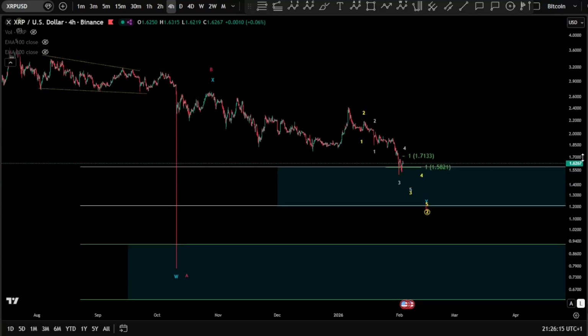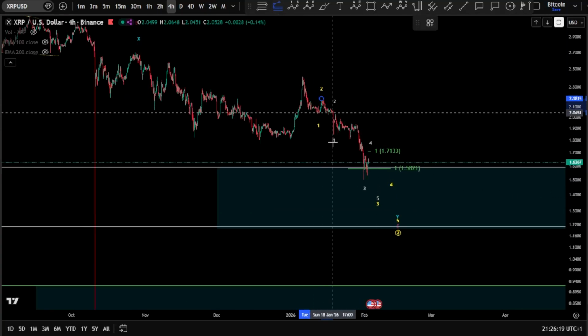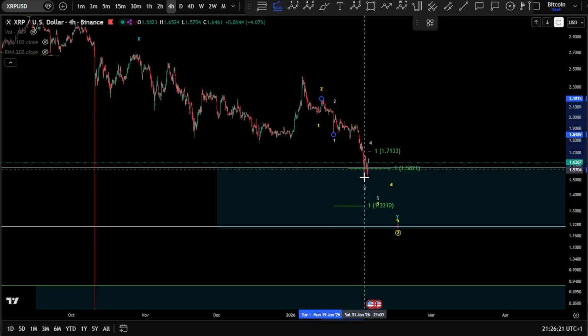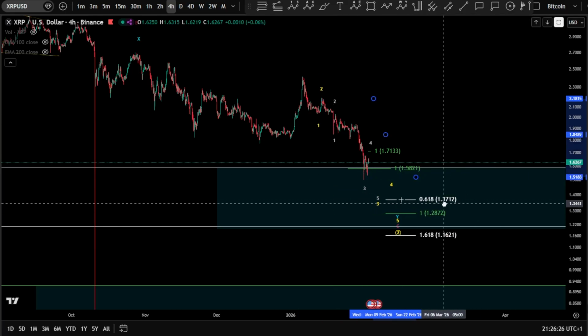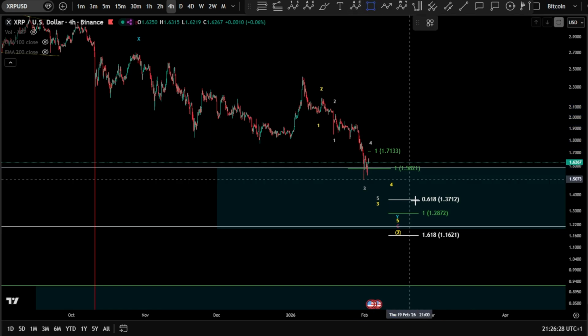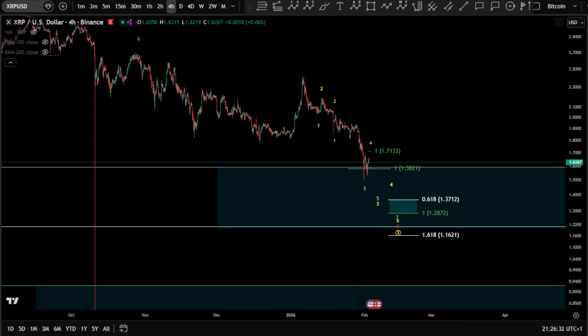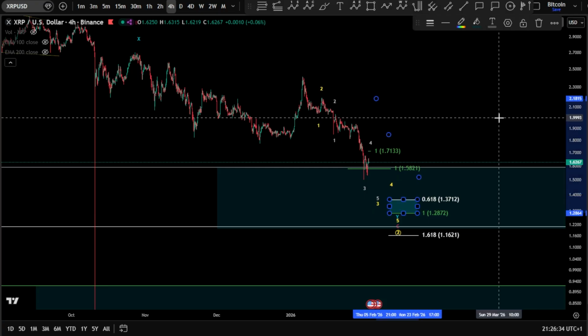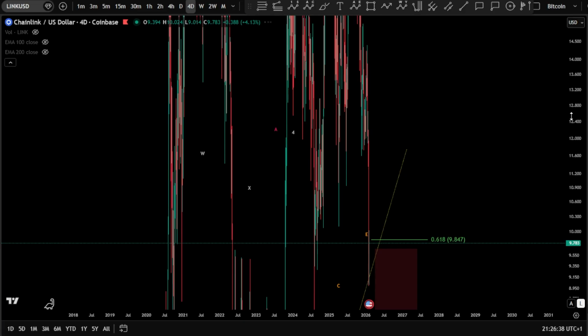At the same time, I'm looking anyway for a potential wave 5, the next wave 5 here in the gray, to reach at least this target inside this blue box as well, in double blue boxes here. So between the $1.37 and $1.28 for XRP.